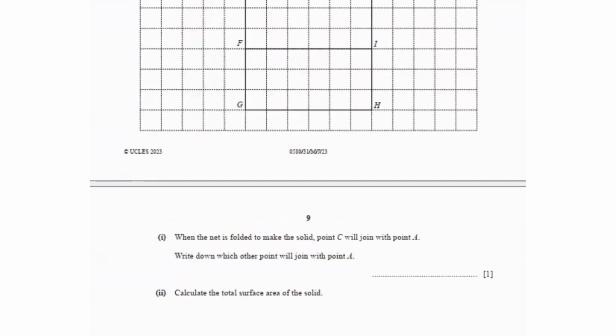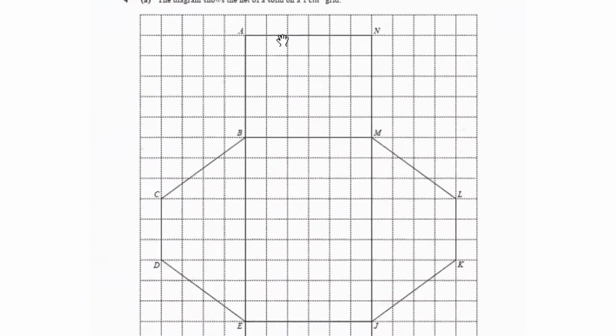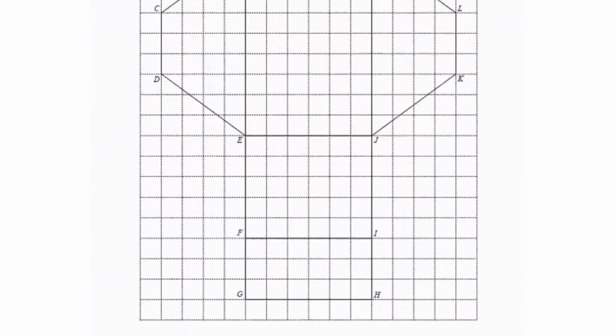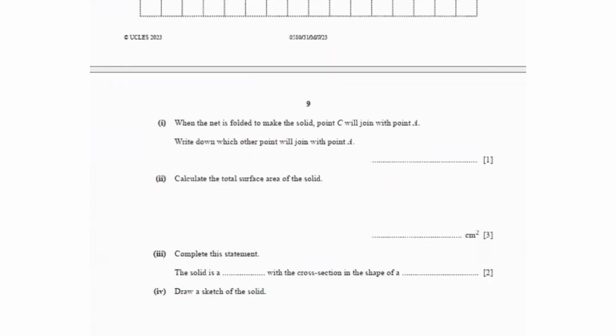Question 4 says the diagram shows the net of a solid on a 1 cm² grid. When the net is folded to make the solid, point C will join with point A. Write down which other point will join with point A. So this is point A. So when you fold it, point A will connect at the top face, which is this one. So technically speaking, A will join G as well, because when you fold it, face GFHI will be on the top, and G will connect with point A. So that's G over here.